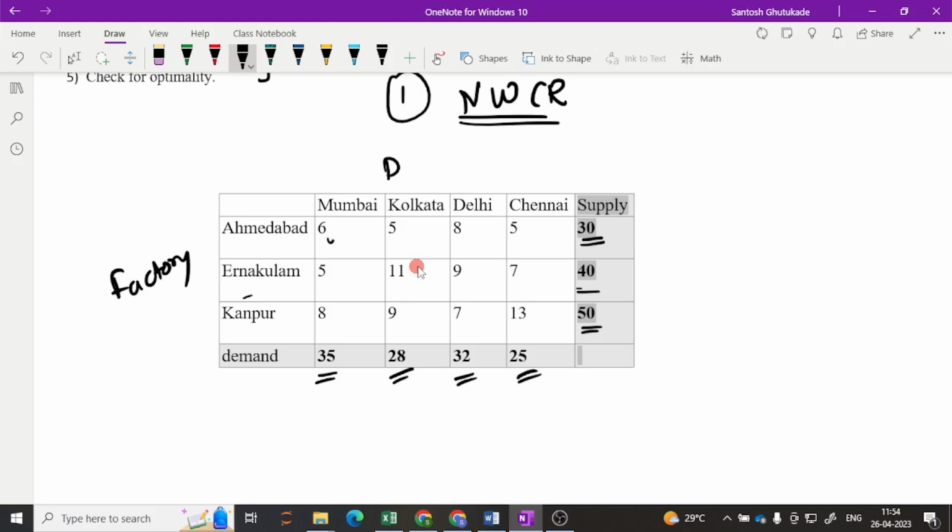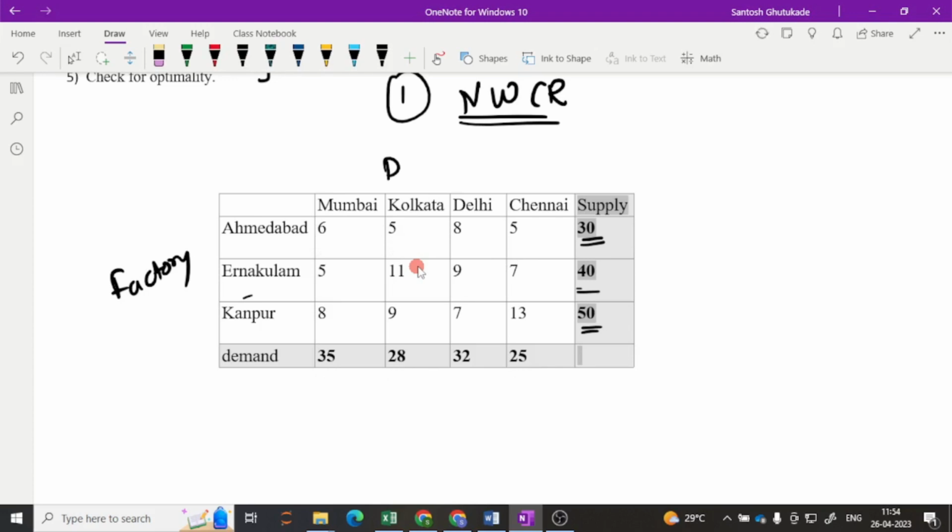Now what is this cost? 6, 5, 8. These are the transportation costs. It means if we supply one product from Ahmedabad to Mumbai, it will cost 6 rupees for one product. If we transport from Ahmedabad to Kolkata, it will cost 5 rupees. Similarly, Ernakulam to Chennai will cost 7 rupees. So this is a cost matrix, and here supply and demand.